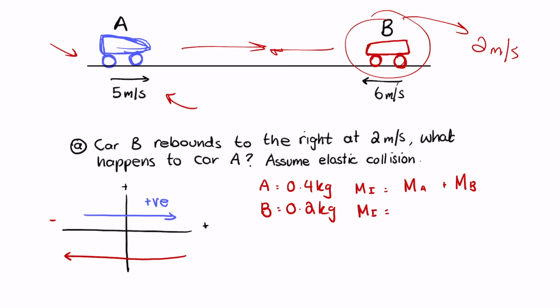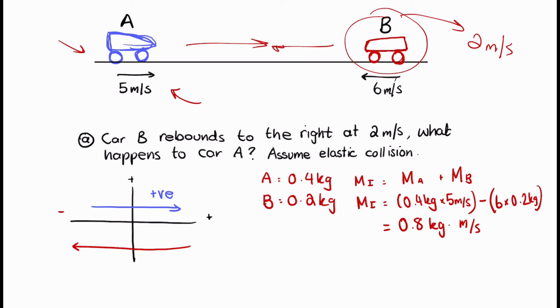So the initial momentum is going to be equal to 0.4 kilograms times 5 meters per second. And because car B is going in the negative direction, we minus that momentum. So that'll be 6 meters per second times 0.2 kilograms. Now, this will give us 0.8 kilograms meters per second. Now, because this is an elastic collision, the final momentum will also equal 0.8. So using this, we can then calculate what will happen to car A.